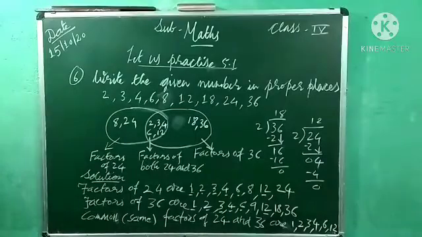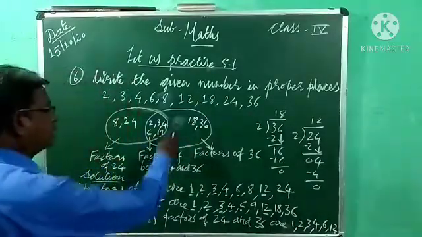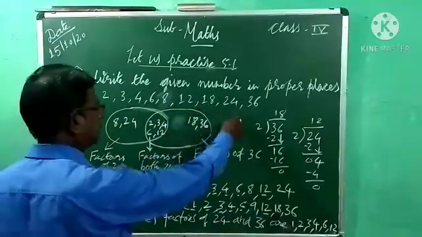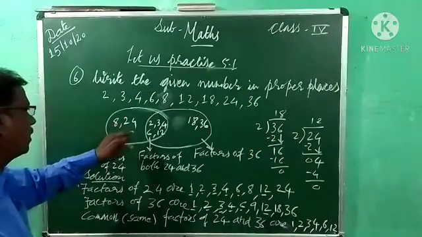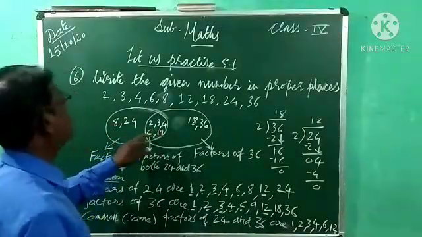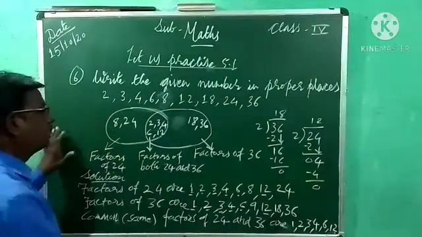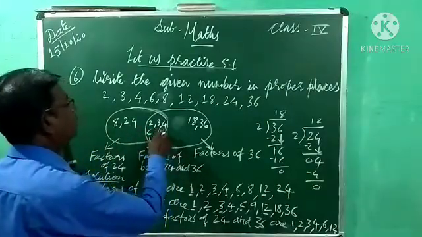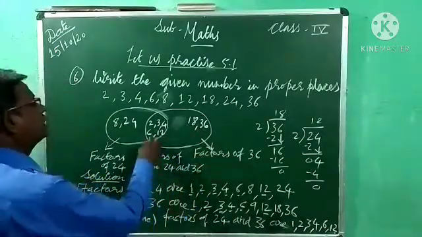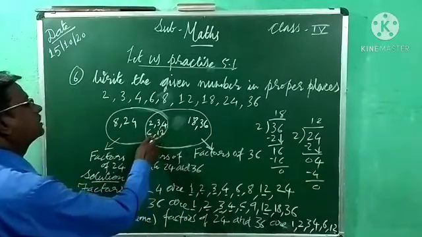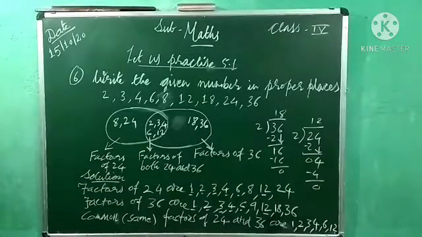So understood? If you want to write the 9, you can, but it is not given in this option. That's why I have not written that 9. But 18 and 36 are there. So these are the factors: 1, 2, 3, 4, 6, 12, 8, 24 are the factors of 24. And 1, 2, 3, 4, 6, 12, 18, 36 are the factors of 36. And the common factors are 2, 3, 4, 6, 12. These are the common factors of both 24 and 36.